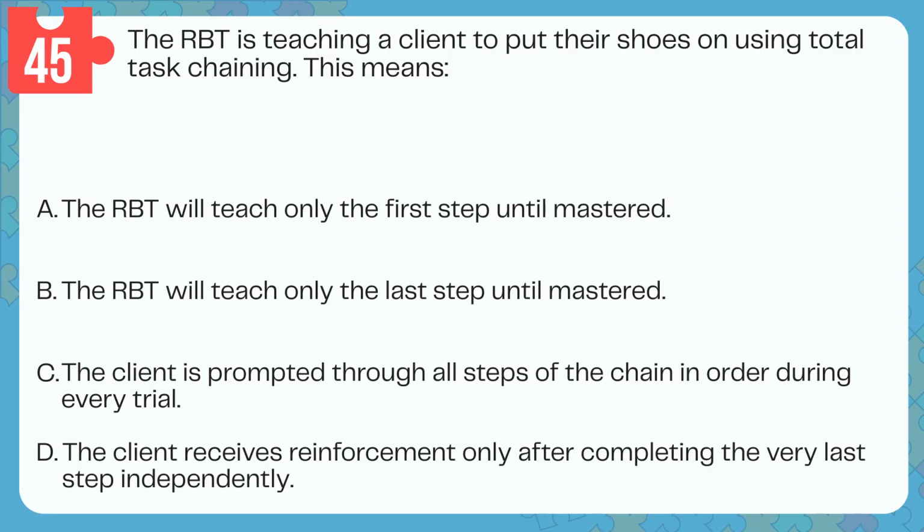Question 45. The RBT is teaching a client to put their shoes on using total task chaining. This means A. The RBT will teach only the first step until mastered. B. The RBT will teach only the last step until mastered. C. The client is prompted through all steps of the chain in order during every trial. D. The client receives reinforcement only after completing the very last step independently.